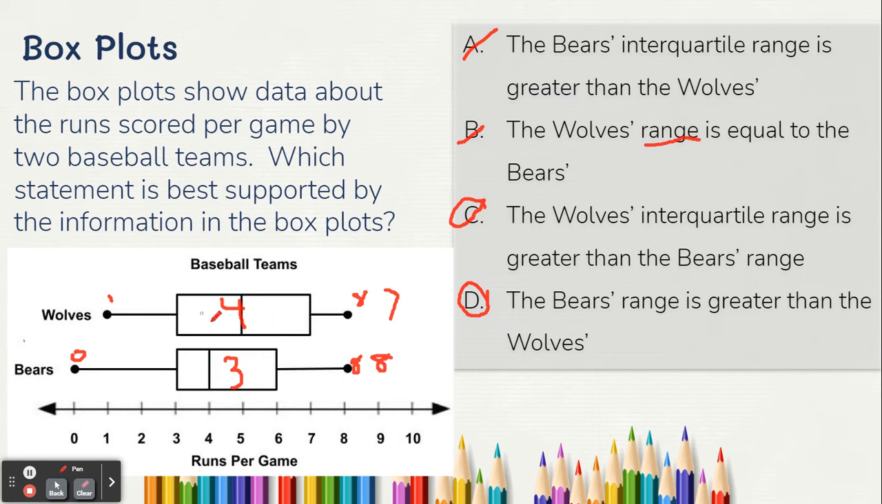The Wolves' interquartile range is greater than the Bears' interquartile range. They're both correct. I don't know what to tell you. That's weird. The Bears' interquartile range is greater. The Wolves' range is equal to the Bears'. Yeah, this should probably say less.